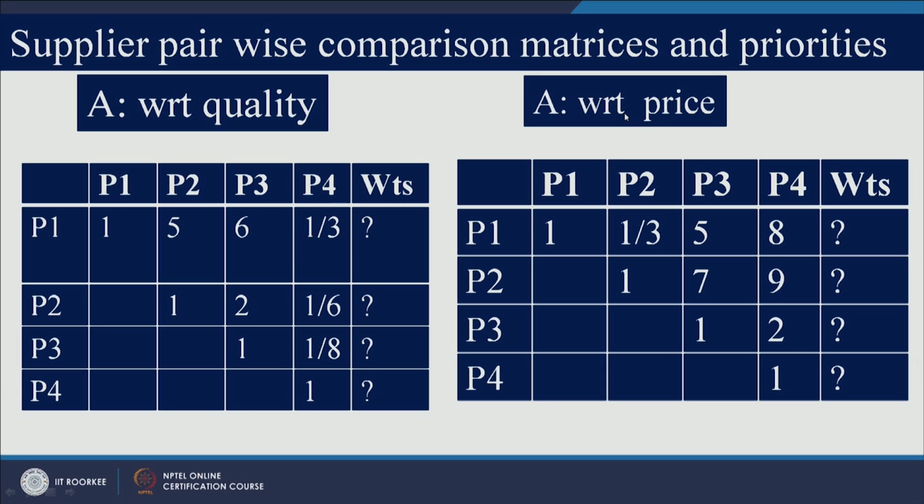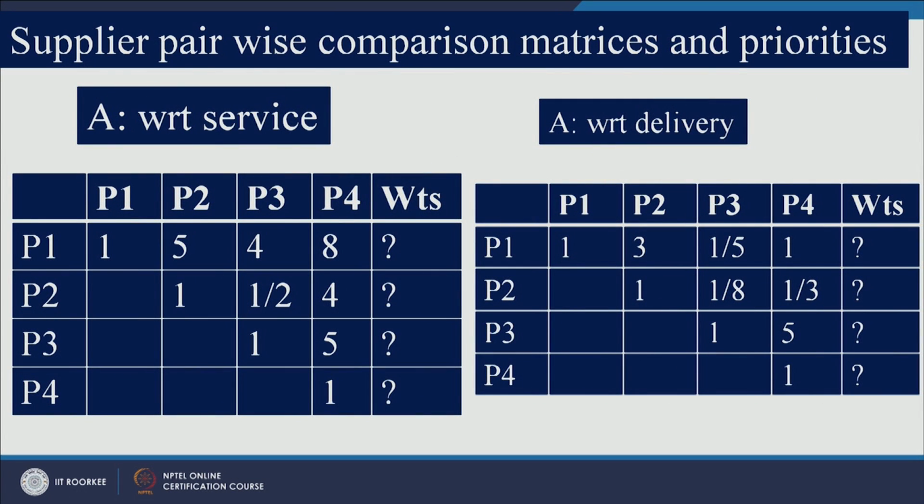Similarly, you can do this comparison amongst projects with respect to price. So, whatever you did for quality, you can do it for price also, right. Let us similarly do it with respect to service and with respect to delivery. So, you will have to get data from experts. How many times in total?